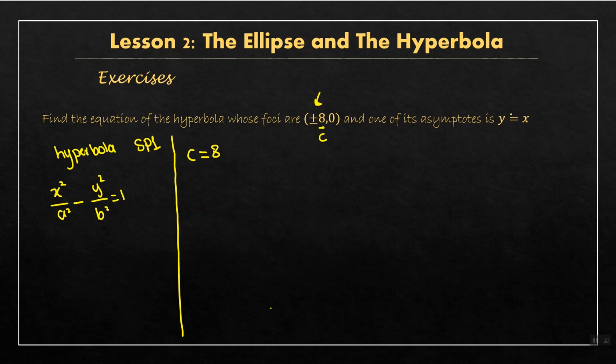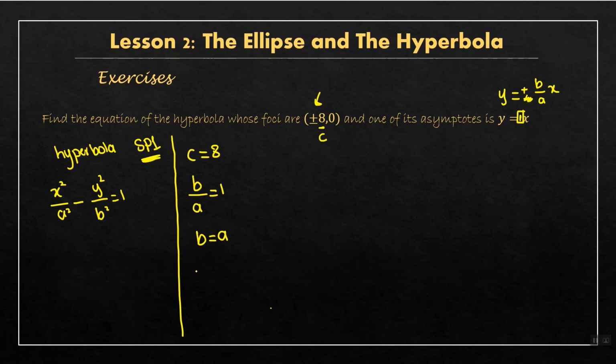We have the asymptote. We know that in SP1, the asymptote is plus minus b over a x. But they gave us only the positive, so they don't want the negative. And x is x, y is y, so this number here, which is 1, is equal to b over a. So b over a is equal to 1. Let's cross multiply. So b is equal to a.